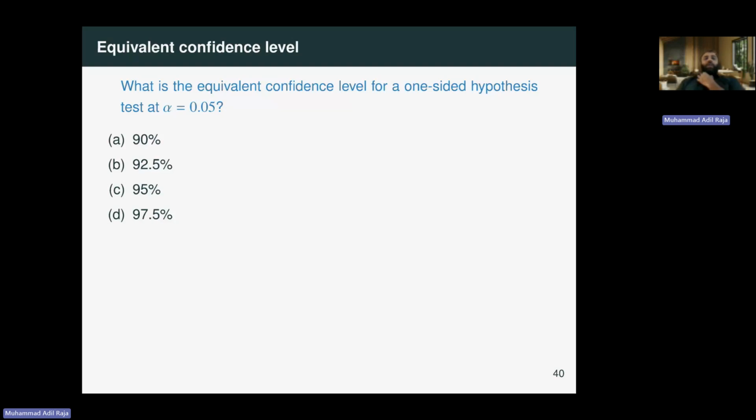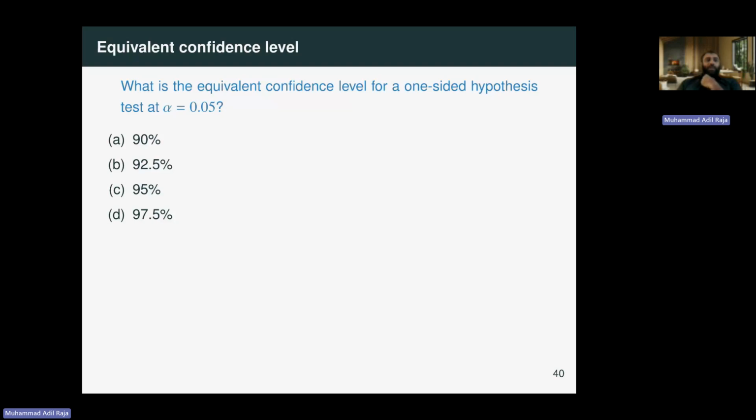So, what is the equivalent confidence level for a one-sided hypothesis test at alpha equal to 0.05? I must remind you over here that alpha means the significance level. So 0.05 means a 5% significance level. And I told you that the significance level is also related, for instance, to the confidence level. Somebody asked me this question.